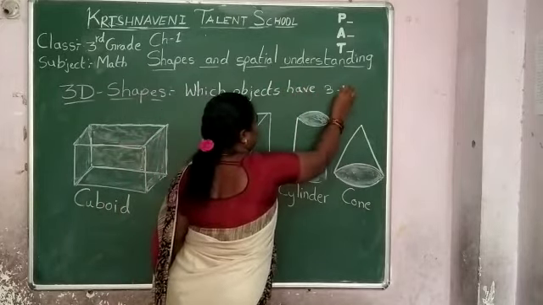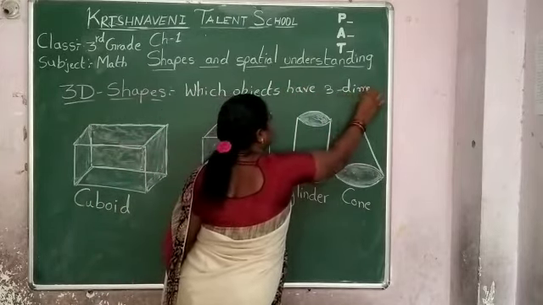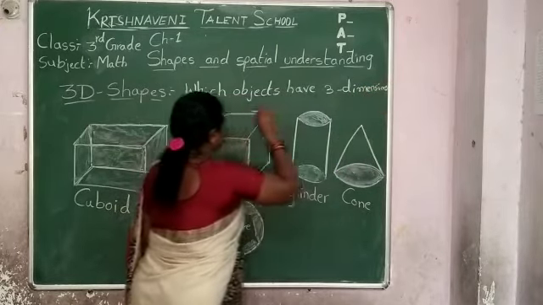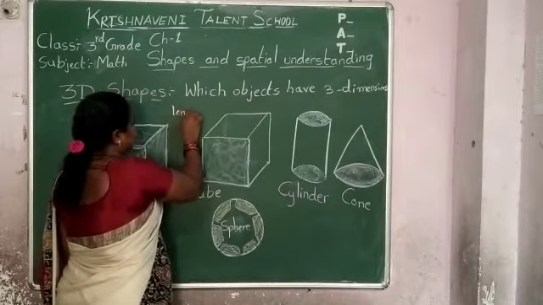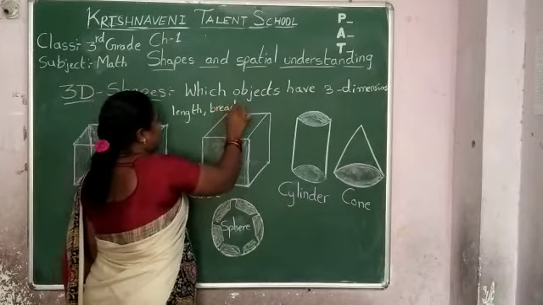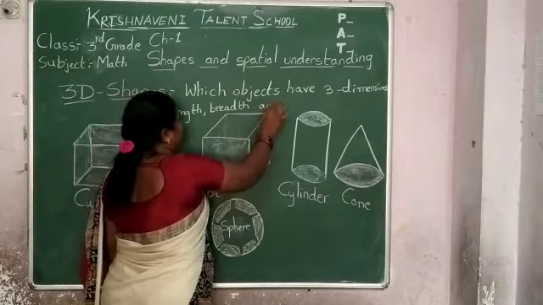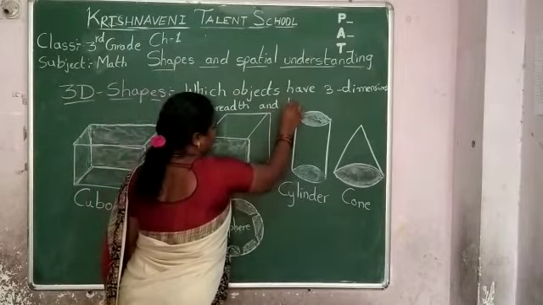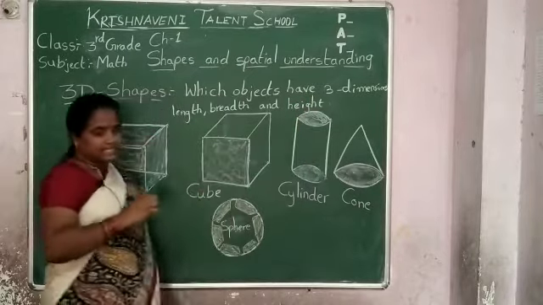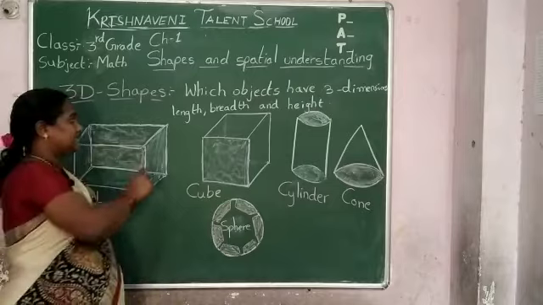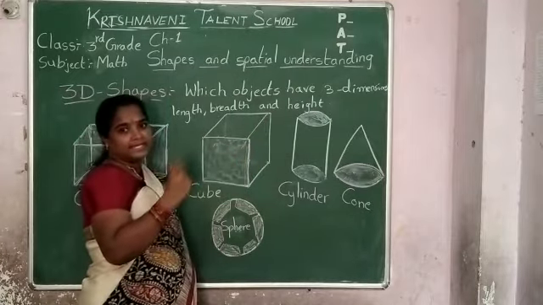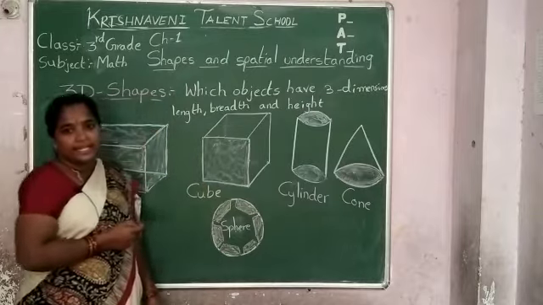3 dimensions means 3 measurements: length, breadth and height. Which objects are called 3D shapes? Objects that have length, breadth and height or thickness are called 3D shapes.